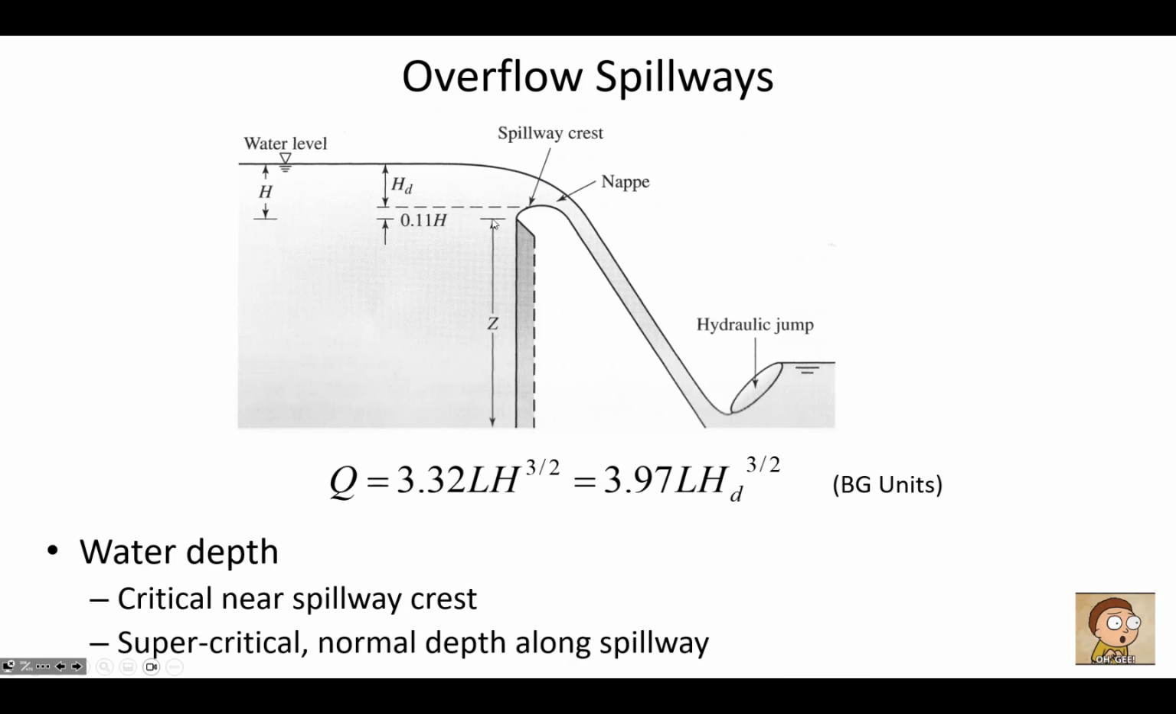So you wouldn't measure H or H sub D right at the structure itself, because as the water approaches the spillway and begins to accelerate, it's drawing down the water surface. So you have to go some distance upstream before that acceleration has begun to draw down the depth of the water, and measure either H or more likely H sub D, since that's a physical parameter. It's the actual physical elevation of the spillway crest up to the water surface, and then put that into this formula to get the flow rate.